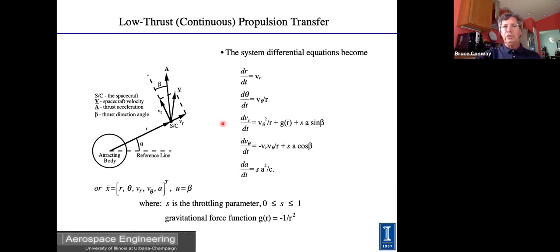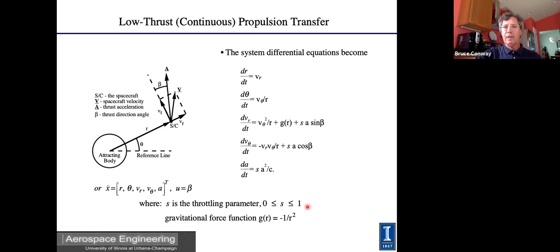So in two-dimensional polar coordinates, here are the system differential equations. Notice that the thrust comes in on the right-hand side of these two equations. Beta is the thrust pointing angle that you can see here. Beta would be 0 if the radial component of the thrust is 0. A is the maximum available acceleration, and S is a throttling parameter that simply is a number between 0 and 1.